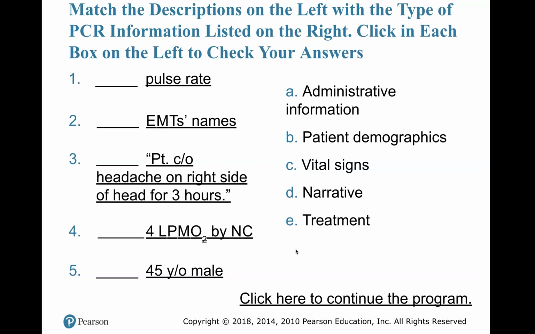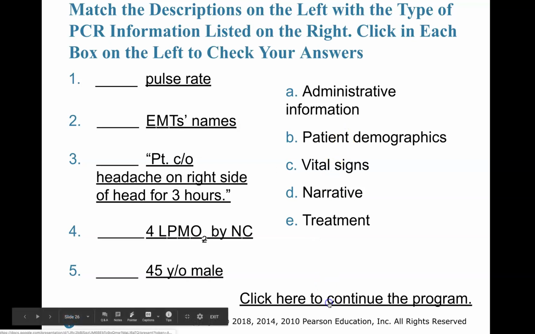Patient's chief complaint: headache on right side of the head for 3 hours. Patient complained of headache on the right side of head for 3 hours. Then that's something you're going to add into D, your narrative. 4 LPM O2 by NC. That is a medication administration, so you're going to put that under E for treatment. 45-year-old male, and that's going to be your B, patient demographics.